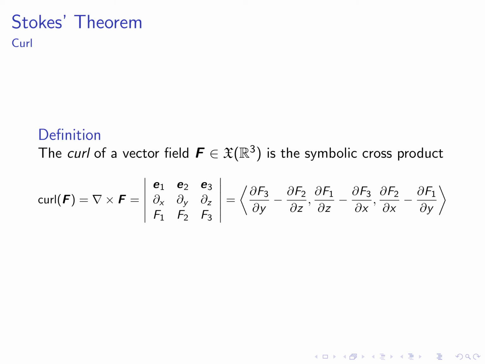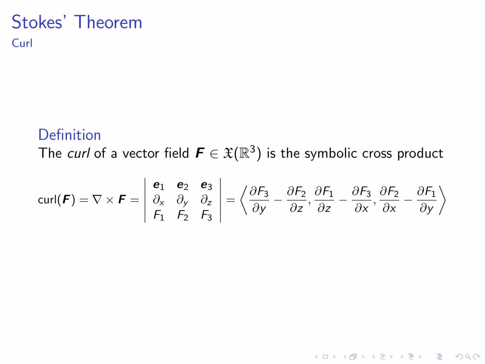So now that we have the language of boundaries of surfaces at our disposal, we can properly state Stokes' theorem. Let's remind ourselves about the curl operator, which is one of the important ingredients in the statement of the theorem. The curl of a vector field is what we call a symbolic cross product.